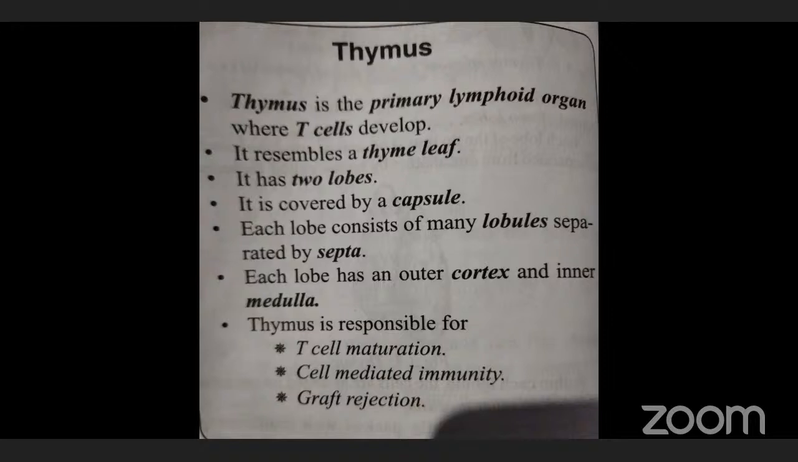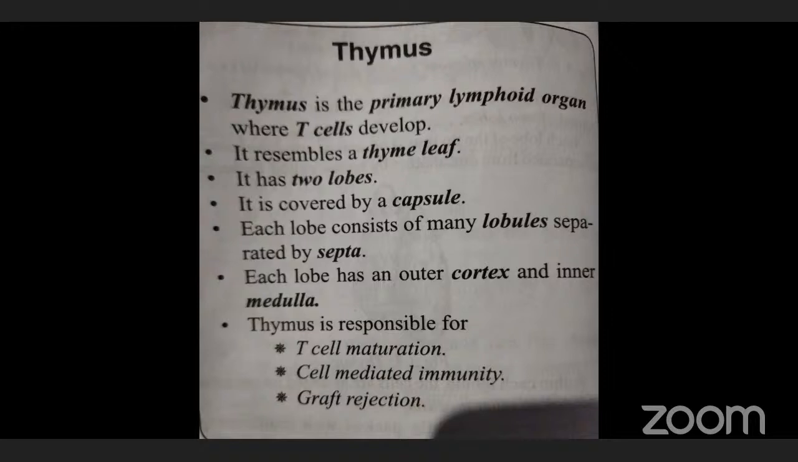The lymphocytes multiply rapidly in the thymus. I mean T lymphocytes, which cause cell-mediated immunity. So an important point: the thymus is a primary lymphoid organ. That is the most important question.